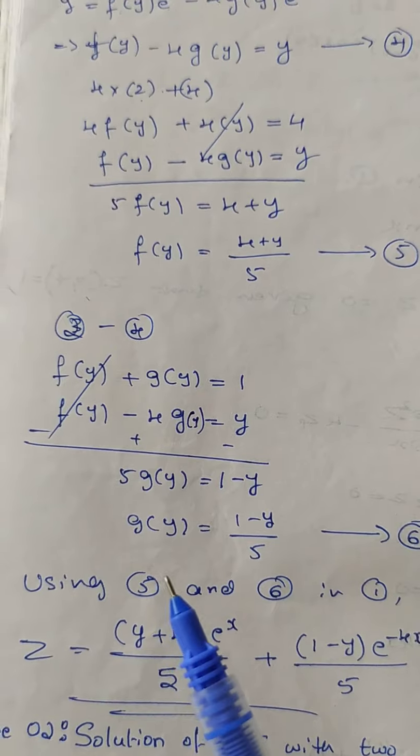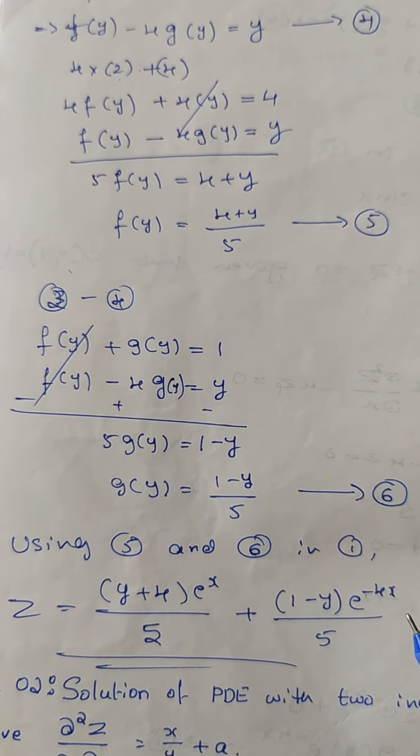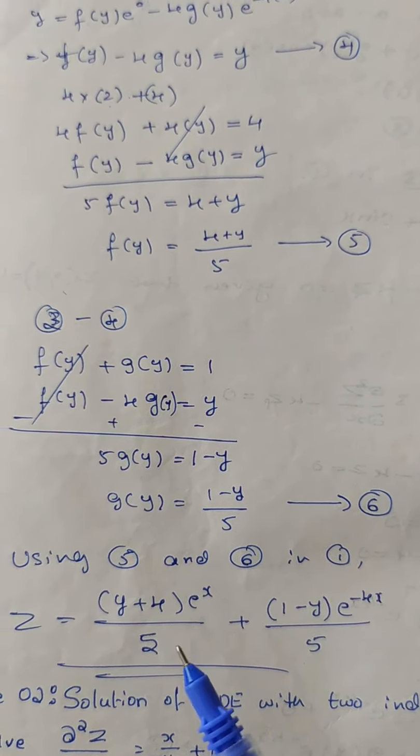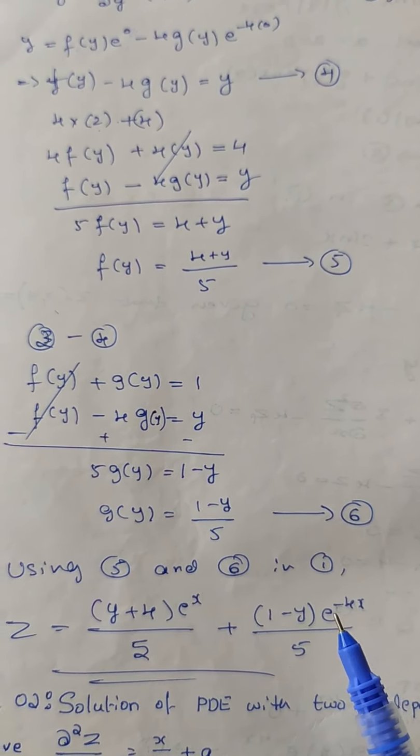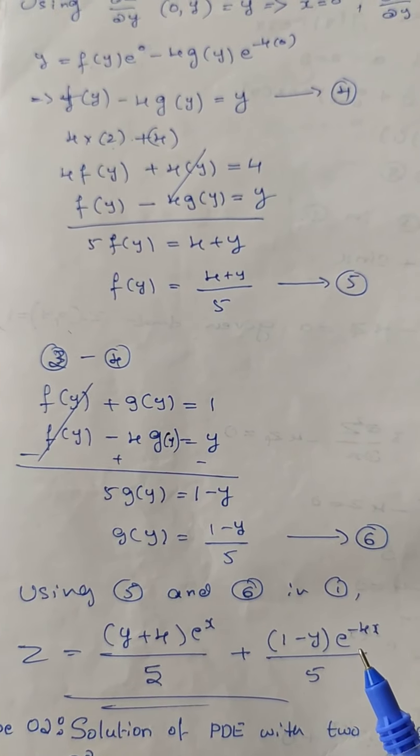Substitute f of y and g of y in z. Then finally we get the solution of the given partial differential equation with the given conditions.